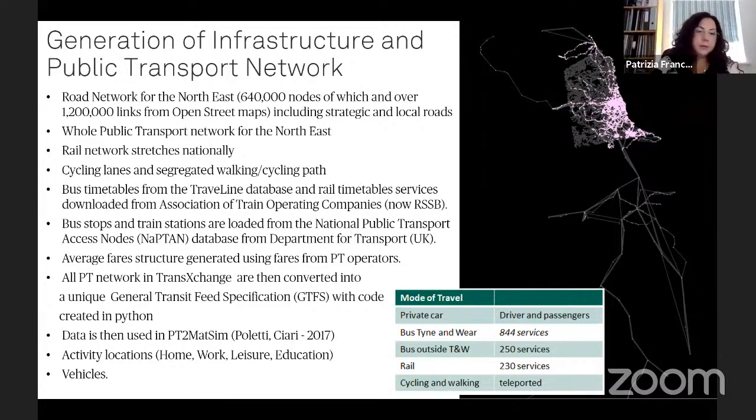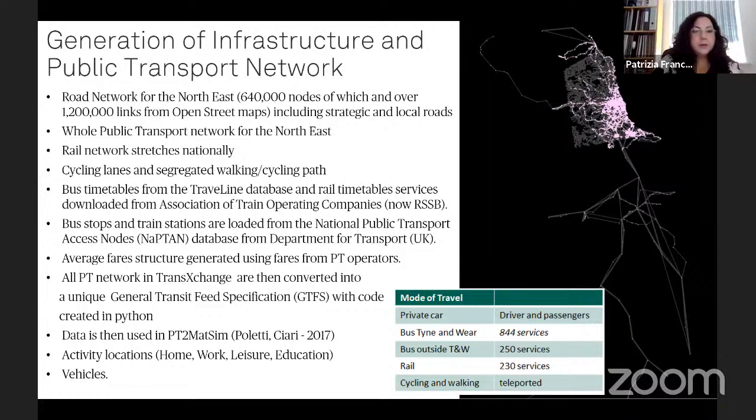The bus network and the rail network have been created using an open data source. We try to use all the openly available data for these. The Department for Transport allows us to use a great tool, which is the NAPTAN dataset, so we know all the bus stops and the train stations that we have in the UK. We created a transit exchange file and then converted everything into general transit feed, so we will be able to use the PT2 mapping, which is a tool created by Francesco Ciari and Poletti. And we have been able to create a single public transport network in this way.